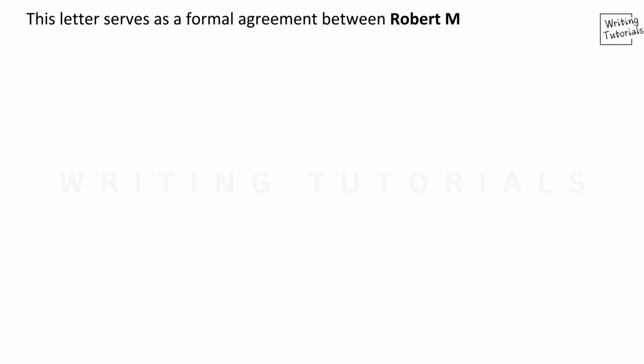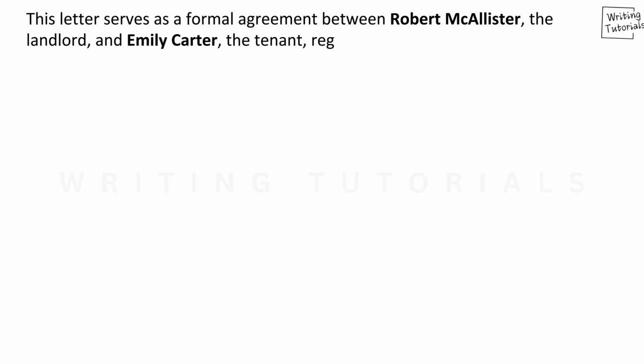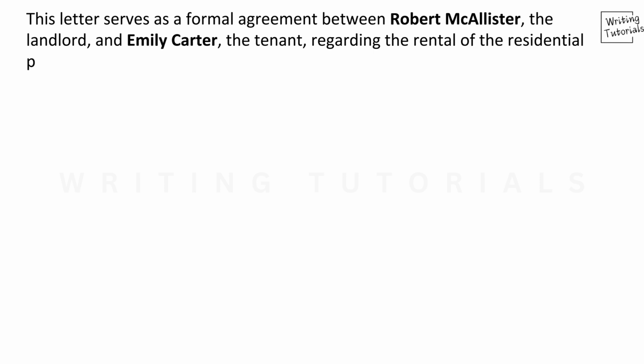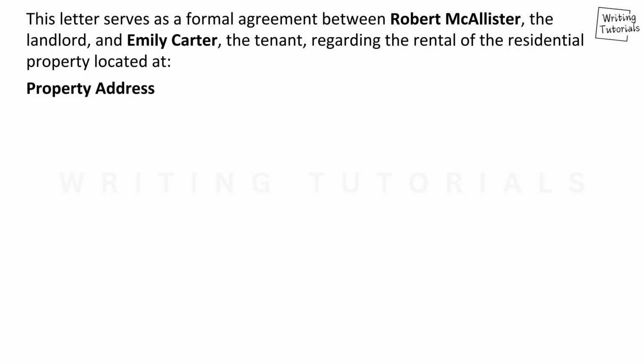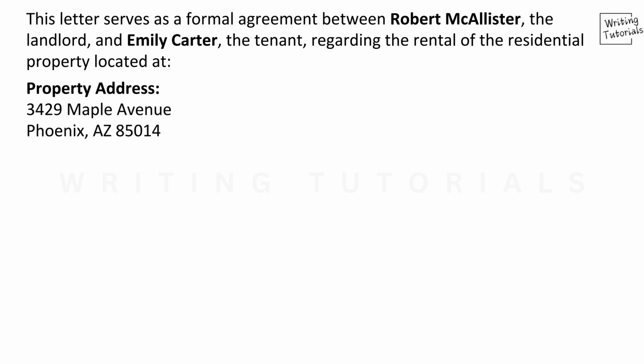The introduction. The letter begins with, "This letter serves as a formal agreement between Robert McAllister, the landlord, and Emily Carter, the tenant, regarding the rental of the residential property located at." This opening statement sets the purpose of the letter and introduces the two parties involved, the landlord and the tenant. It also mentions the property address, which is critical for specifying the rental location. Always include the full address of the property to avoid any misunderstandings about which property the agreement refers to.